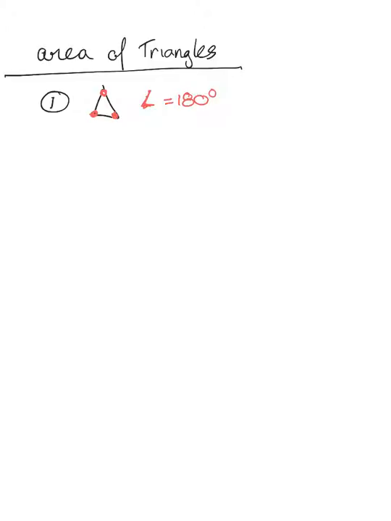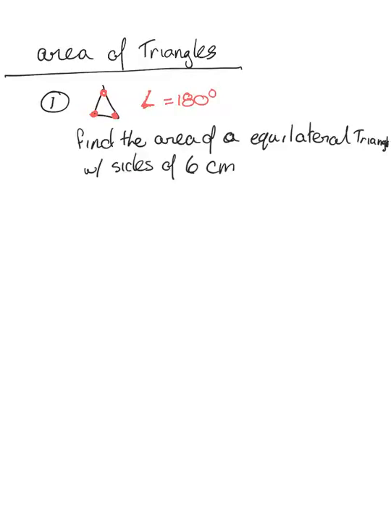But say we're given a question that says something like, find the area of an equilateral triangle with sides of 6 centimeters. And what an equilateral triangle means is that each side is equal. It says it in the name. Equilateral, equal sides, meaning all 3 of these are going to be 6 centimeters.